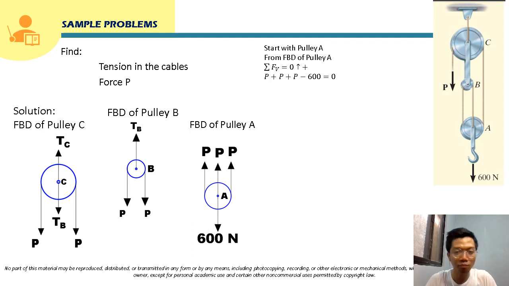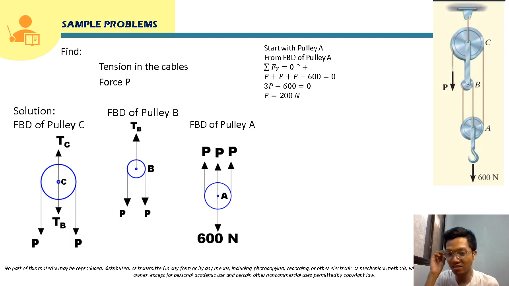We just sum up forces vertical, so positive for upward forces. This will just be P plus P plus P since they are all upward, and minus 600 since your 600 Newton load is downward, so it will be negative here. It will be equal to 0. So we can now directly solve for P. This will just be 3P minus 600. Solving for P, we transpose the 600 to the other side, divided by 3. So this will just be 200.